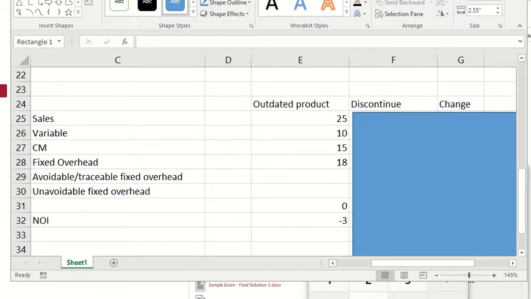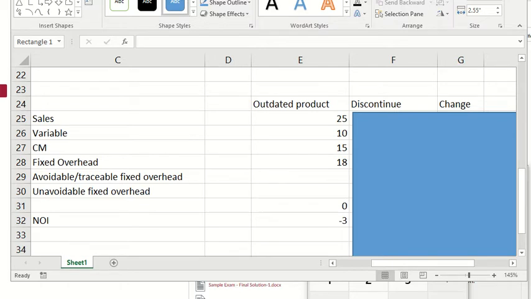Aloha class. I just wanted to give you an intro to the chapter, and this chapter makes you think in a little bit of a different way. We're trying to determine relevant costs versus irrelevant costs.